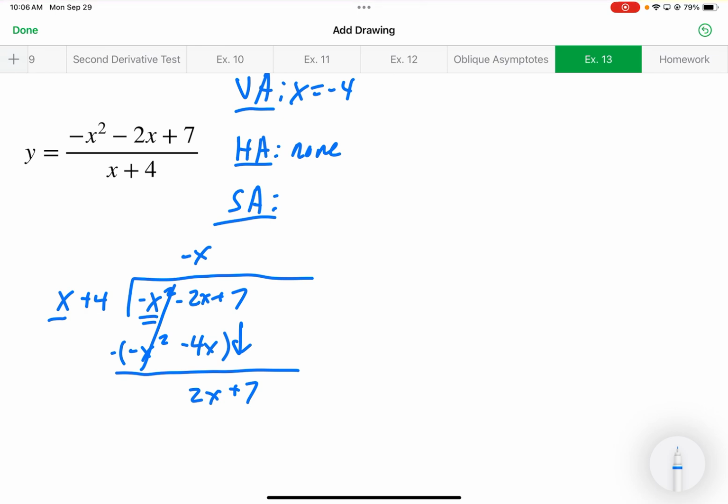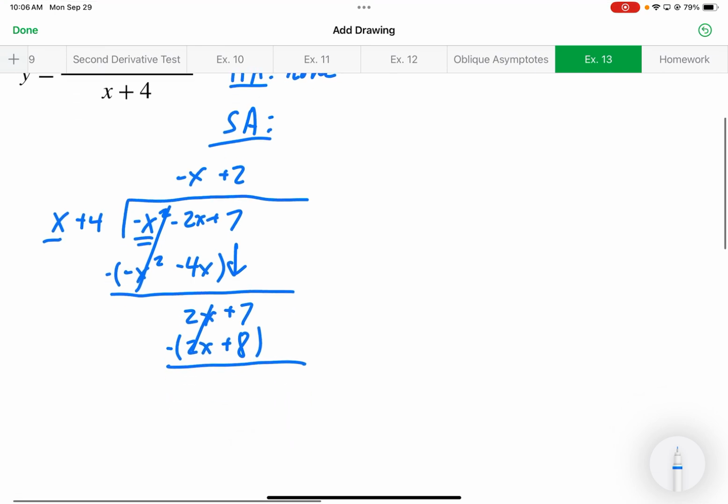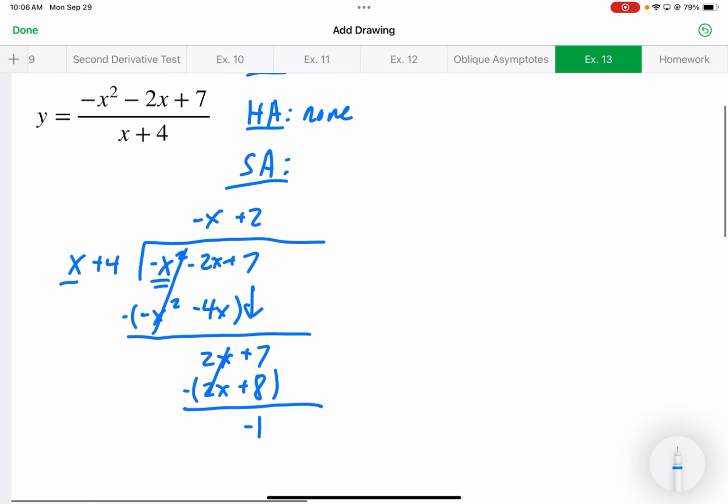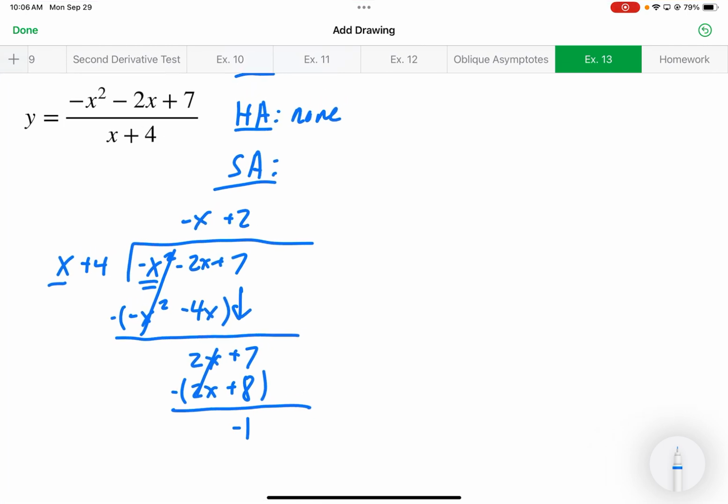What multiplies by x to equal 2x? 2. So then double everything. 2x plus 8. I forgot to do that during first period. I was embarrassed. So then I subtract. My 2x's cancel out. 7 minus 8 is -1. I don't really care about that part. What I care about is this part right there. So my slant asymptote is going to be y equals -x plus 2.